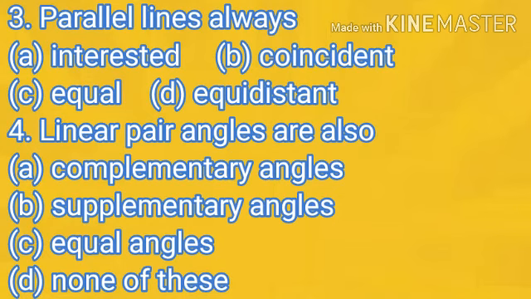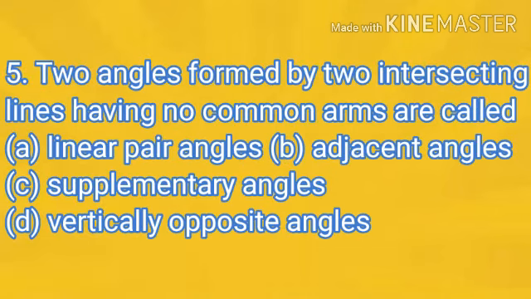Fourth, linear pair angles are also A. Complementary angles, B. Supplementary angles, C. Equal angles and D. None of these. Fifth, two angles formed by two intersecting lines having no common arms are called A. Linear pair angles, B. Adjacent angles, C. Supplementary angles and D. Vertically opposite angles.